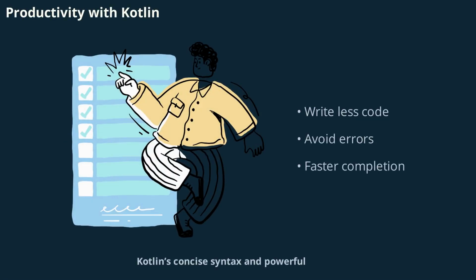Kotlin's concise syntax and powerful features contribute to increased productivity. Developers can write less code, avoid common errors, and implement complex functionality more easily. This efficiency translates to faster project completion and higher quality applications, making Kotlin a valuable asset for any development team.